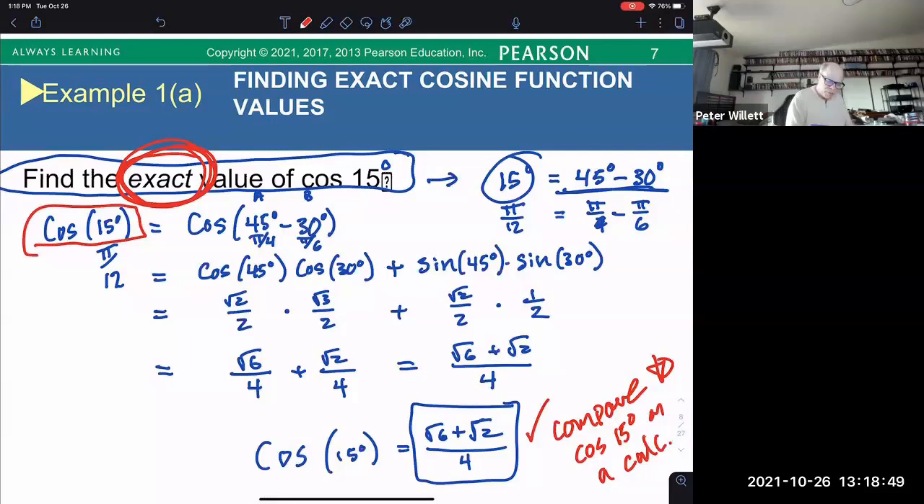And if the decimal for this expression matches the decimal of cosine of 15 degrees in your calculator, that gives you confirmation that you did this problem correctly and that the square root of 6 plus square root of 2 over 4 is actually the exact value that they were asking for. Does that make sense?